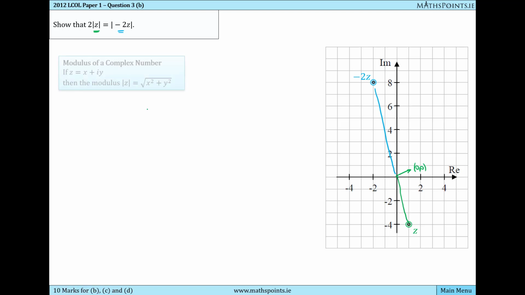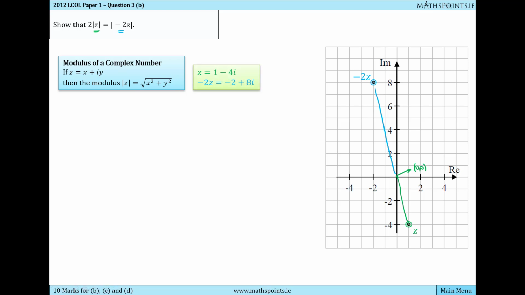So we have a formula for calculating the modulus of a complex number, and it says that if z is equal to x plus iy, where x is the real part of the complex number, and the yi is the imaginary part of the complex number, then the modulus of that complex number is equal to the square root of the real part squared added to the coefficient of the i part squared. Note that we don't put any i's into this formula. We're only interested in the coefficient, the number beside the i part, the imaginary part.